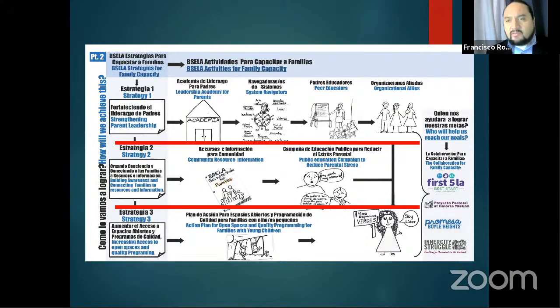We also had the strategy around information, resources, connection. And lastly, this is where we come in regarding the Park Equity Alliance. We started developing a parks and open space resident-led committee. Next slide.